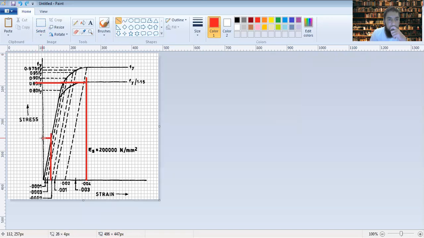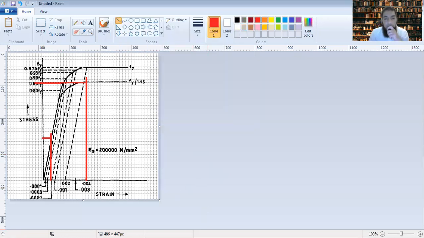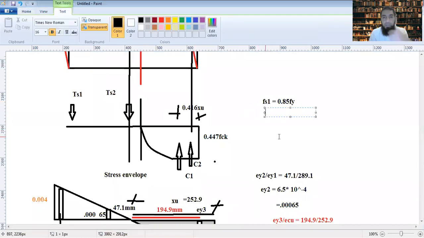If this is 0.8, let me count 1, 2, 3, 4, 5, 6, 7, 8, 9, 10, 11, 12, 13, 14, 15, 18, 19, 20, 21, 22, 23, 27, 27.8. Now this is at 1, 2, 3, 4, 5, 6, 7, 8, 9, 10, 11, 12, 13. So you have 0.8 divided by 27 into 13. This is around 0.38. What we are getting is the stress at epsilon y corresponding to epsilon y2, which is fs2, is 0.38 fy.